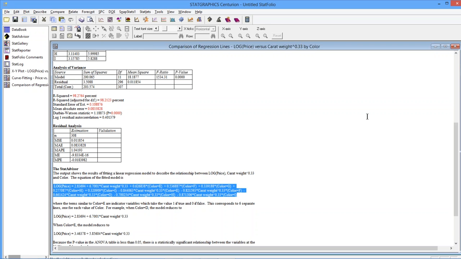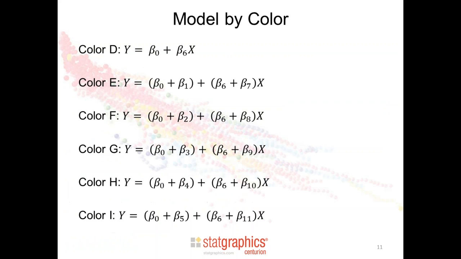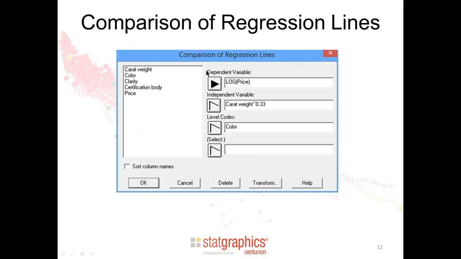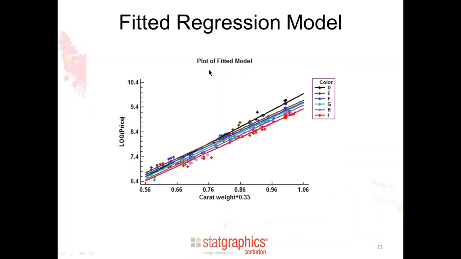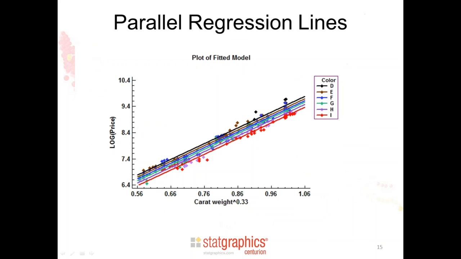Okay, well, that's the simplest case. We have one X and one categorical factor. What do we do if we have more than one categorical factor? Well, in order to talk about that, we need to go back to the PowerPoint presentation. Okay, here were my slides. And incidentally, I've posted these slides on our website, and I'll give you the link at the end of the talk.